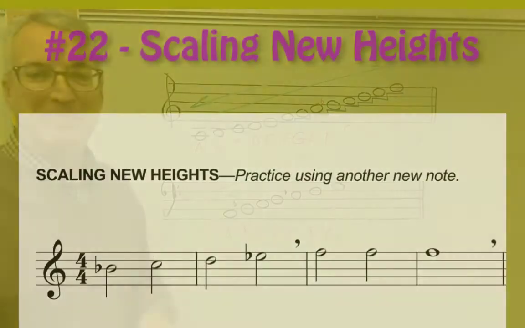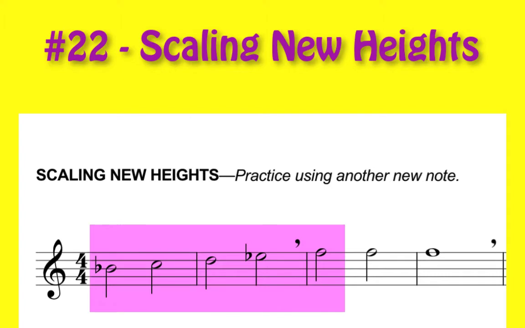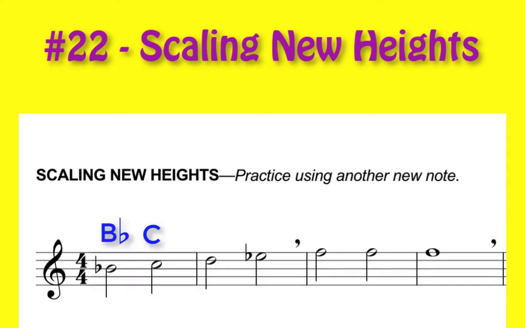It's in your book. Okay, and here is number 22, Scaling New Heights, as it appears in the flute book. So this is the flute music. And notice that the first five notes form an ascending scale, alternating line, space, line, forming the notes B-flat, C, D, E-flat, and F. It's worth noting that this was not the order that these notes were presented in the book. The flutes first learned how to play a D, and then a C, and then a B-flat. Then later we learned how to play E-flat and F.